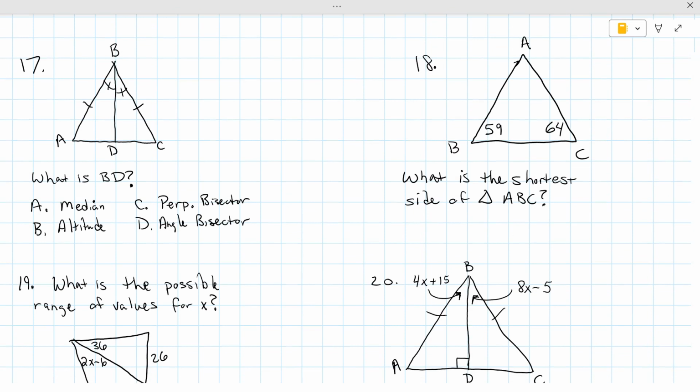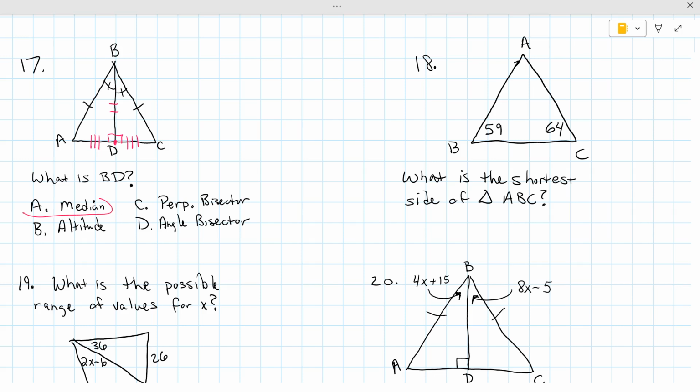17. What is BD? Is BD a median? Well, if we look at these two triangles, we know this is congruent to this. Well, this is congruent to itself. So it makes the triangles congruent to each other. So then this is congruent to this, and these are right angles. So since D is the midpoint of this side, is BD the median?